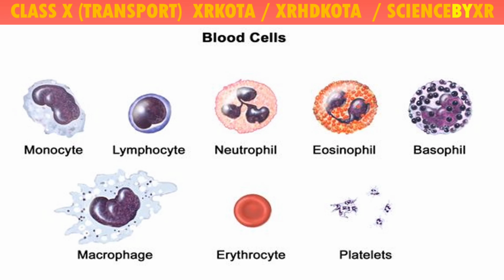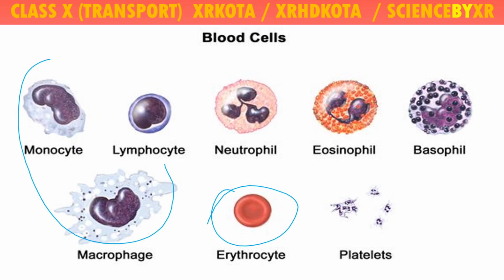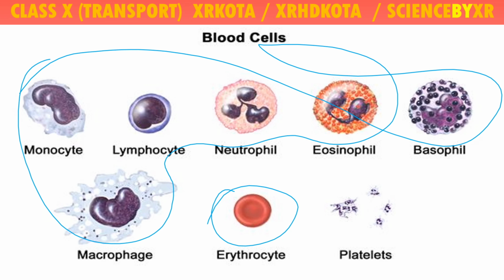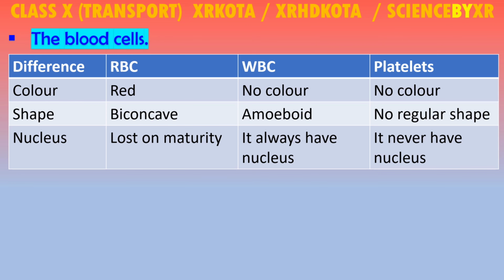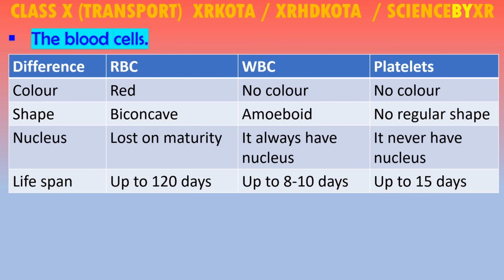Here you can see these are the RBCs. All these are actually WBCs, and these are platelets. There are a number of different types of WBCs. The third thing is the nucleus. RBC loses its nucleus on maturity, whereas WBC always has a nucleus, and platelets never have a nucleus. Lifespan: RBC can survive up to 120 days, that is up to 4 months. WBCs can survive up to 8 to 10 days, and platelets up to 15 days.